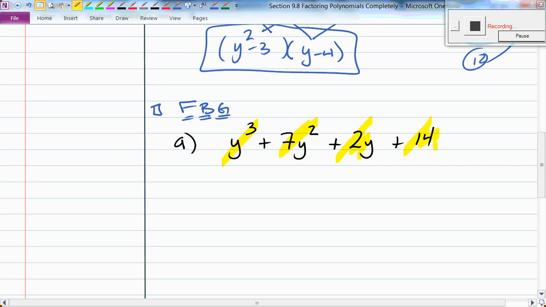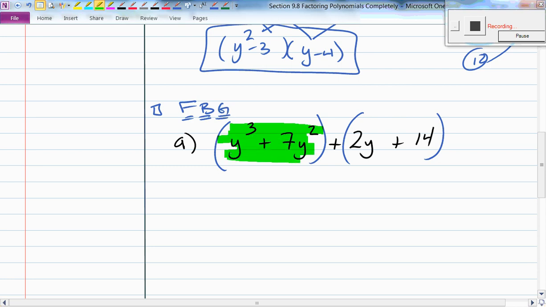Whenever we see four terms, what are we going to think about? And what does FBG stand for? Factor by grouping. So think about this. We're going to group the first two terms, and we're going to group the last two terms. Does this look familiar to you? Yes, this is the last step of factoring using the Diamond problem when the leading coefficient is not a 1. Okay, now, just focus on this binomial for one second. What's the greatest common factor you can take out of a y cubed and a 7y squared? What would it be? Yes, a y squared. What would that leave you with?